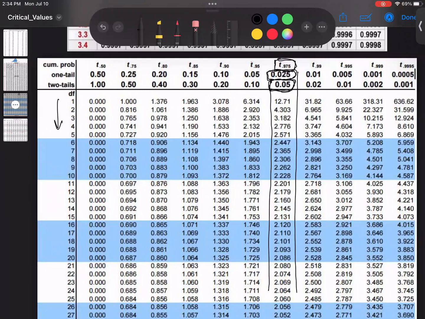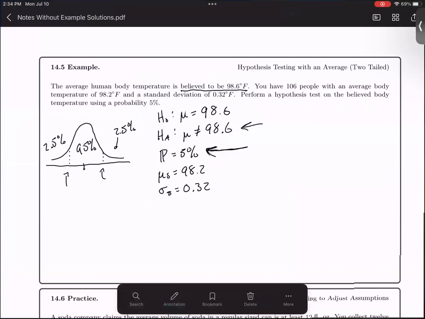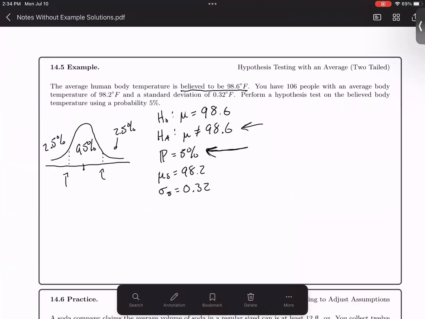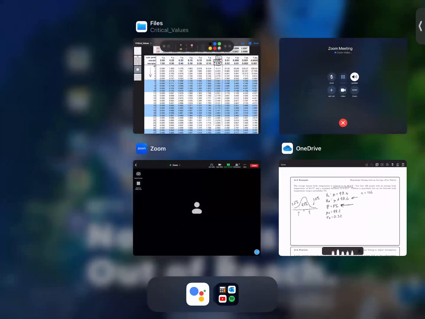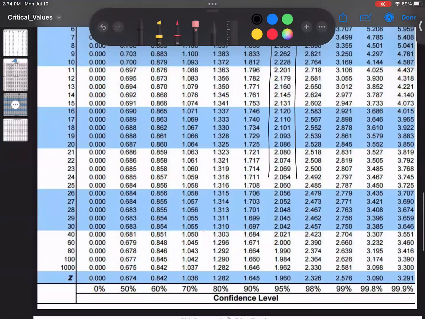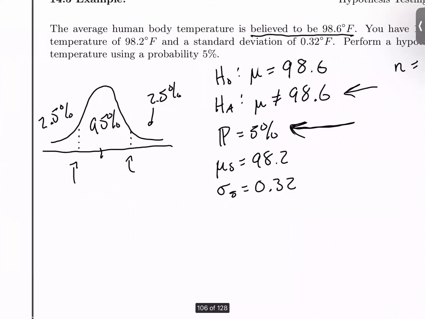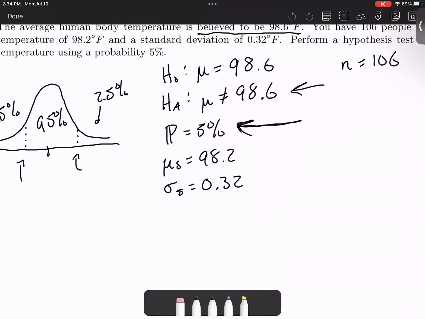Now we need to go down the column. Our degrees of freedom, remember, is one less than your sample size. So our sample size, do I have that written down? No, I don't. N was 106 people. So we're looking for a degrees of freedom of 105. But I see that I don't exactly have 105 here. So we're just going to estimate with the closest value, 100. So the t-value that we're looking for is 1.984, and by symmetry, minus 1.984.